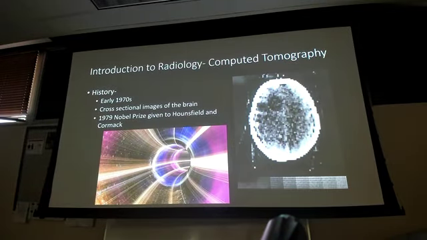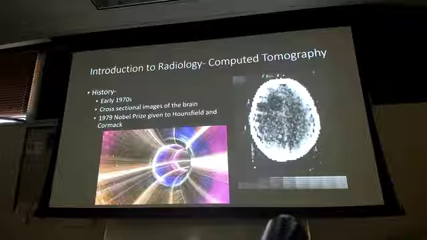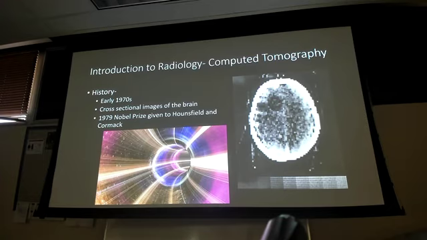So CT started about the early 1970s. It started with cross-sectional images of the brain, okay? That's what that picture is over here. This is one of the very first CT image studies. Look at how pixelated and grainy it is. You can't really make out a whole lot, but there was enough to be able to determine if there were brain bleeds. It's one of the biggest things we use CT for, brain bleeds and head trauma, and that's where it first started.